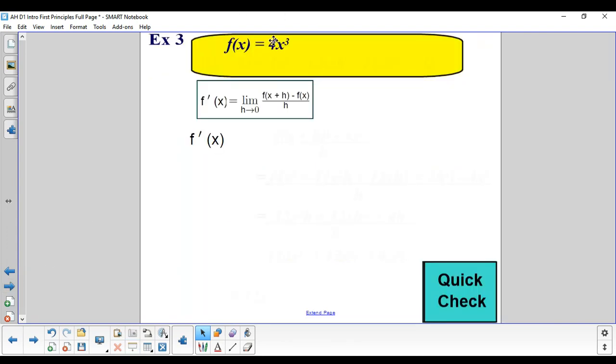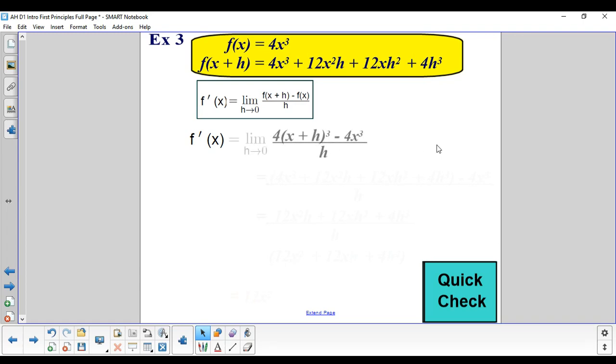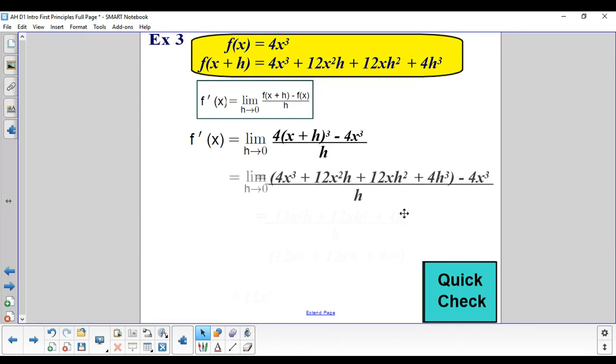Okay, so now I'm going to put it into the formula. Right, what do we have? We know that f of x is that, and we know the f of x plus h. Let's substitute into the original formula. So we have 4 times x plus h cubed minus 4x cubed, but we've already expanded it above there, haven't we?